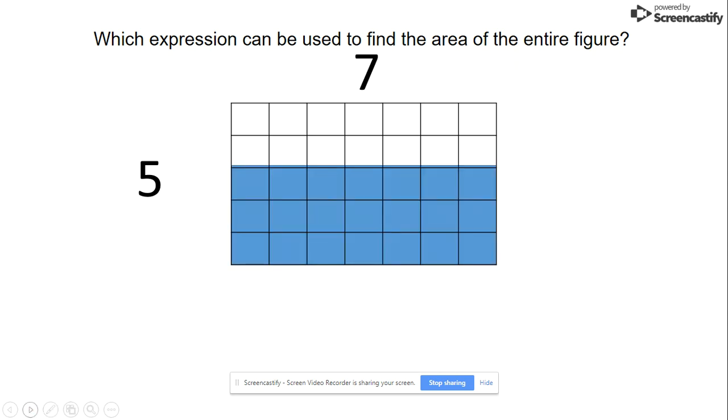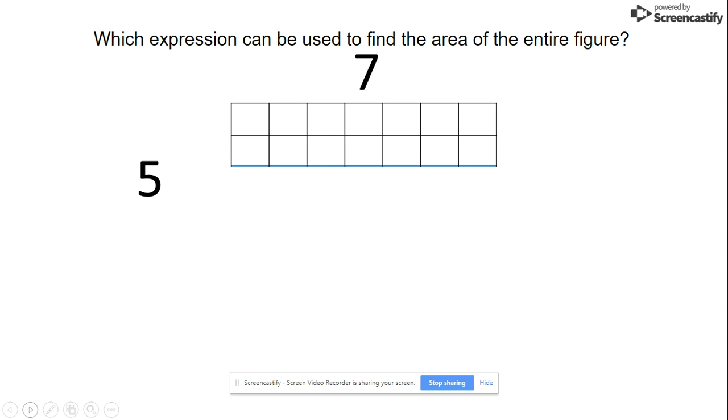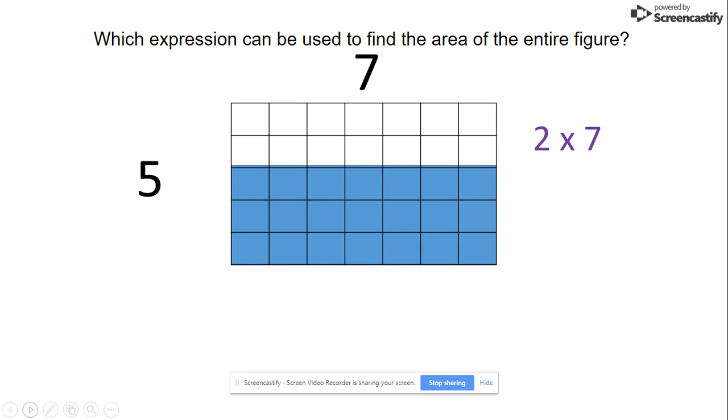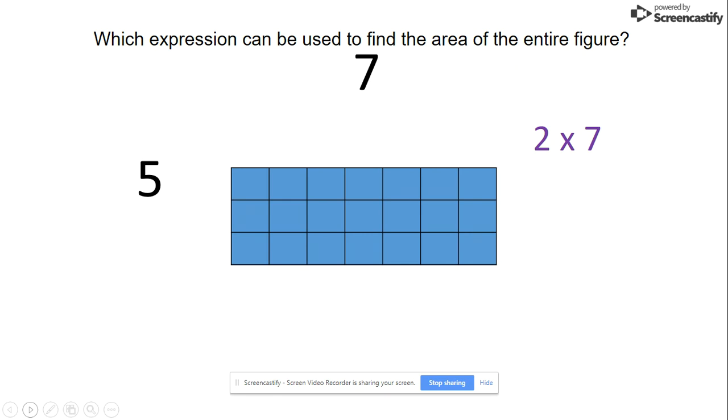So I'm going to shade in just that bottom part. And I want to write an equation for both parts of this rectangle now. So looking at just the top, I can see that I have 2 rows of 7, so I would write 2 times 7. And now I want to write an equation for the bottom half of this figure. So I have 3 rows of 7 on the bottom, so I would just write 3 times 7.